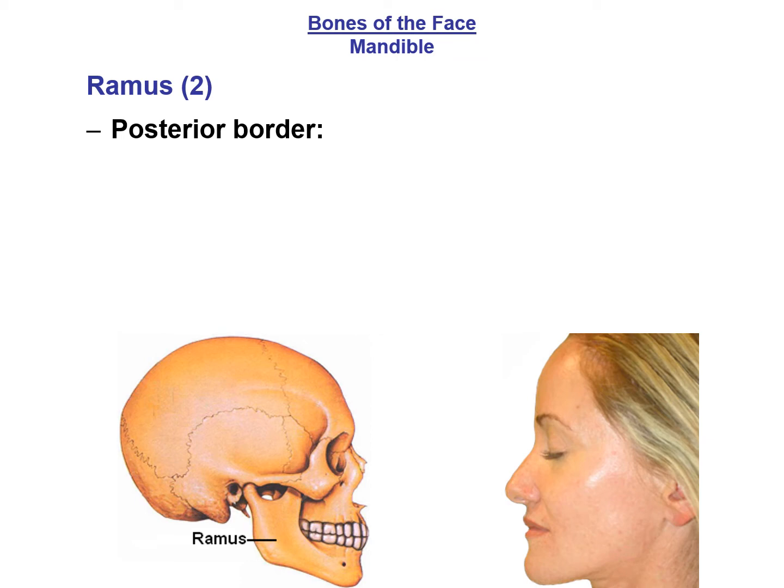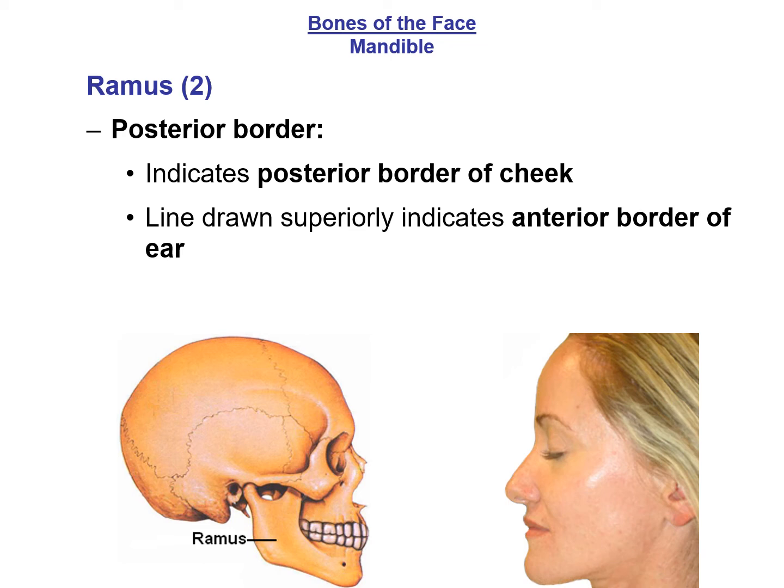It will also, if you draw a line superiorly, indicate the anterior border of the ear. So you could theoretically use this to place an ear. It's not the best thing to use, but you could. The anterior portion of the ramus, so this part up front, which on this picture of this lady would be about here. Okay, so kind of the posterior portion of the cheek.